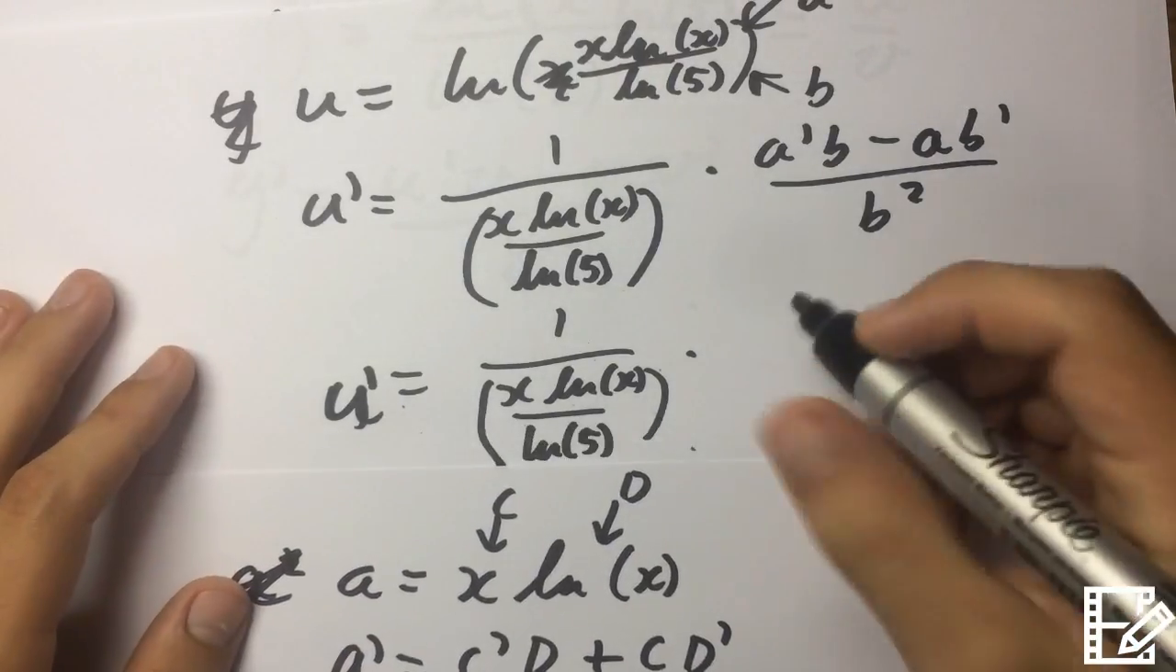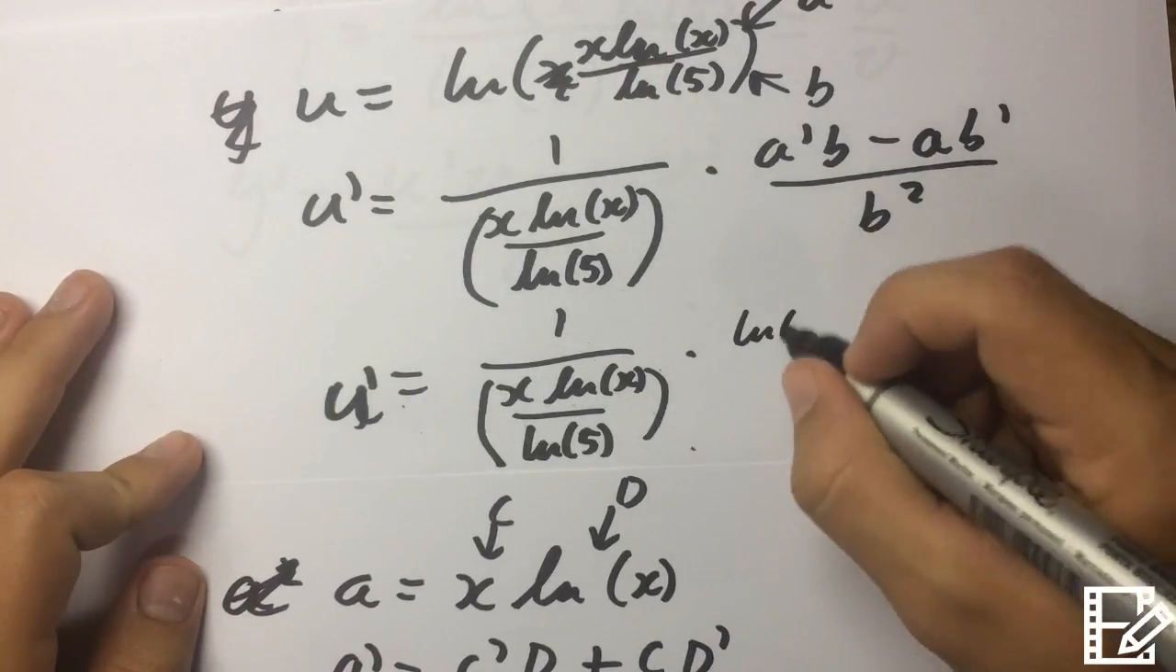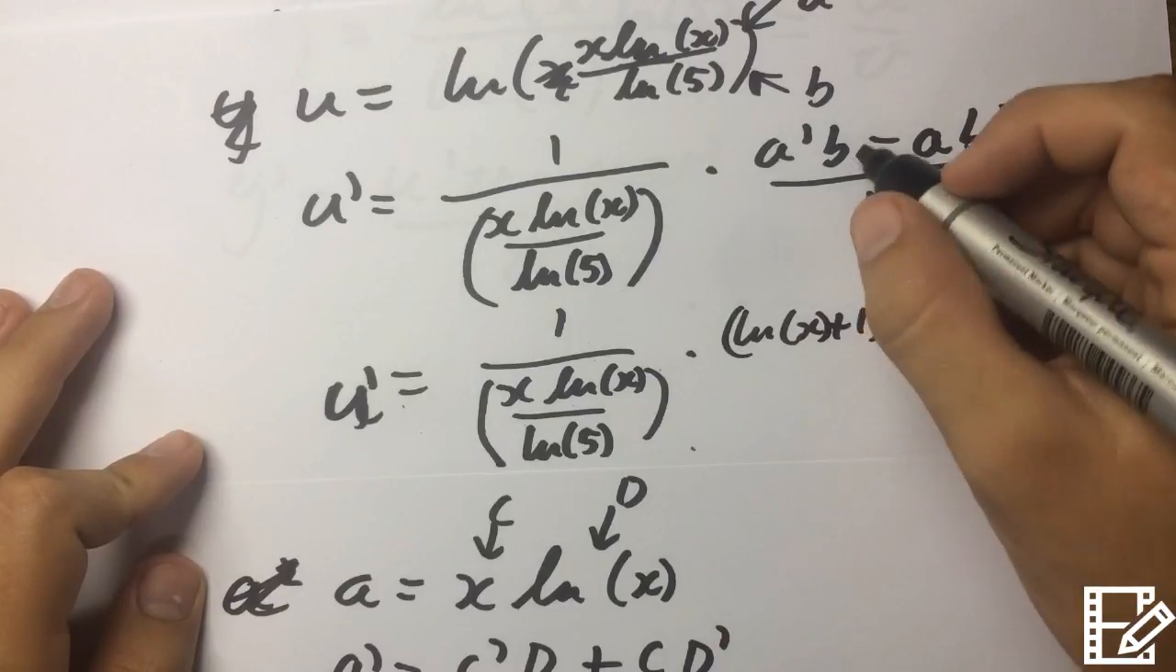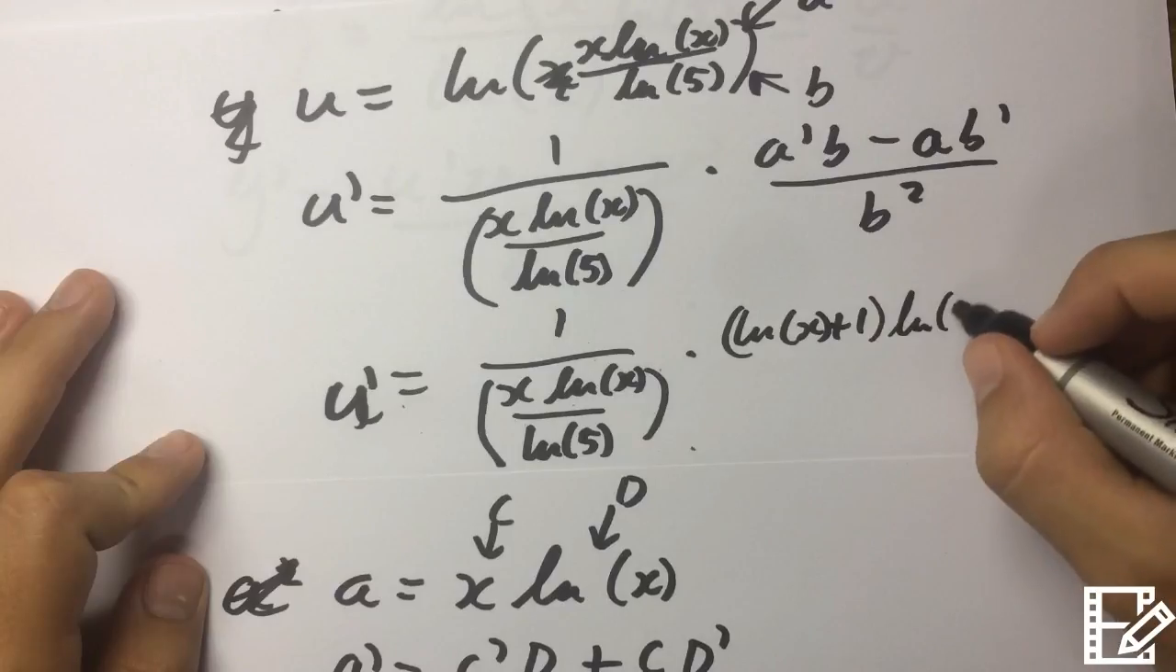So we've got our a dash, ln of x plus 1, multiplied by b, which is ln of 5.